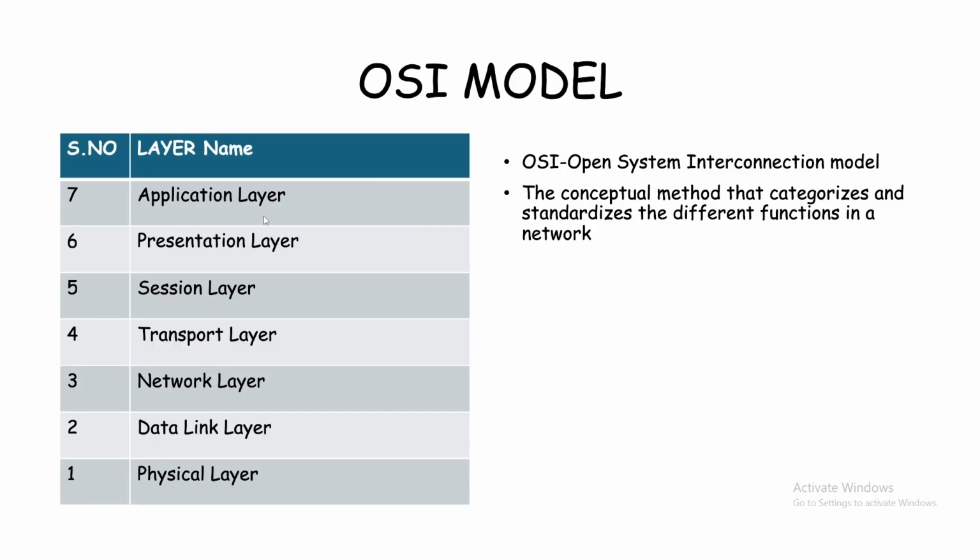So it divides the communication process into 7 layers. Each layer has its own role and a protocol. It starts from the physical layer, data link, network, transport, session, presentation and application layer. Mostly as network engineers, we need to focus more on the transport layer, network layer, data link and physical layer. And the first 3 layers are used by the application developers.